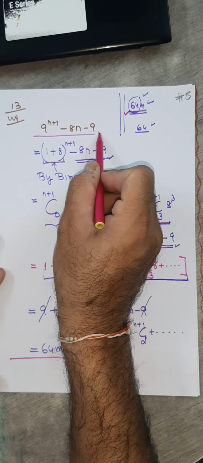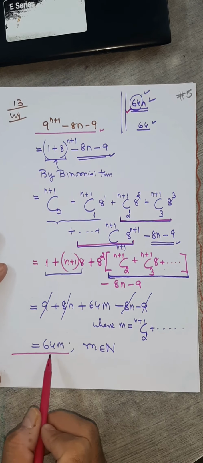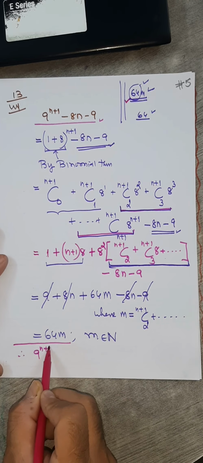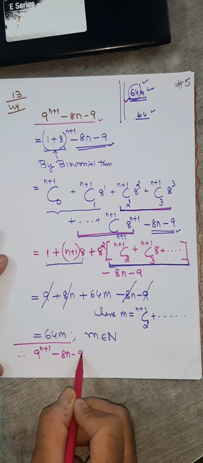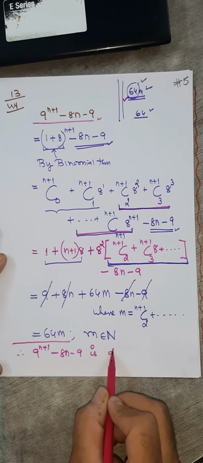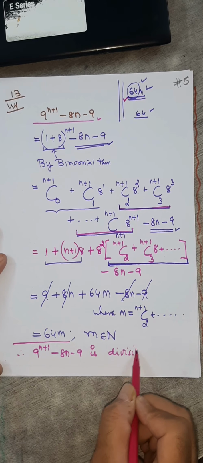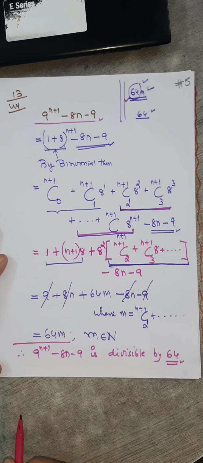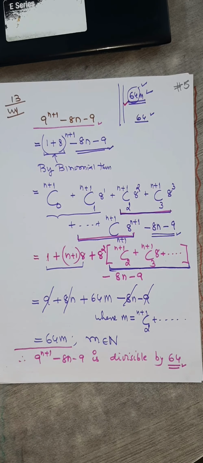You had started with this, you have used the binomial theorem, you showed that there's a 64 into m, and therefore 9 raised to n plus 1 minus 8n minus 9 is divisible by 64. Divisible by 64. Right? That's what we did by binomial theorem. If you want a similar example, you can just look at it.